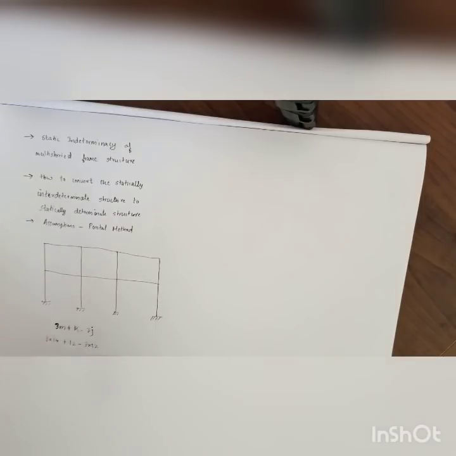So the indeterminacy for the present structure is 14 into 3, which is 42, plus 12, minus 36. So 54 minus 36, which is equal to 18. Am I right? Yes, it is 18. So we have got that this structure is statically indeterminate to the degree 18.